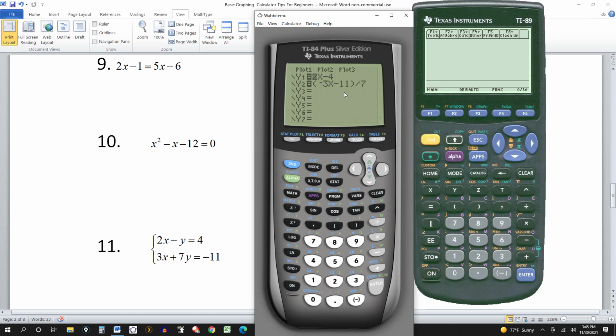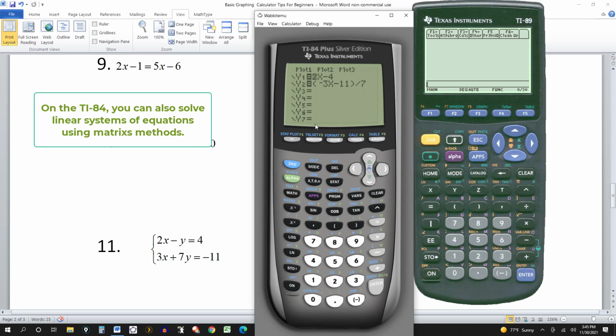So if you're dealing with systems of linear equations, those are lines. If the lines intersect at one point, you have one ordered pair or one solution. If the lines are parallel, there's no solution. Or there could be an infinite number of solutions if they coincide. So let's graph here. Hit the graph. And there we have it.